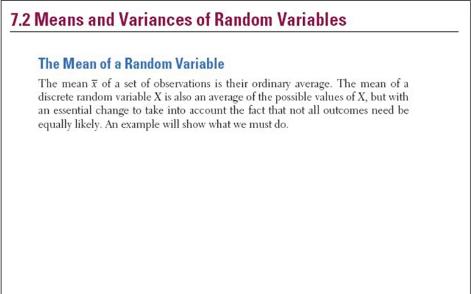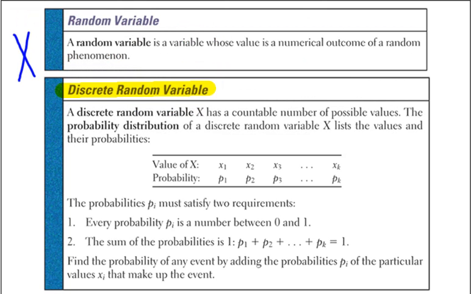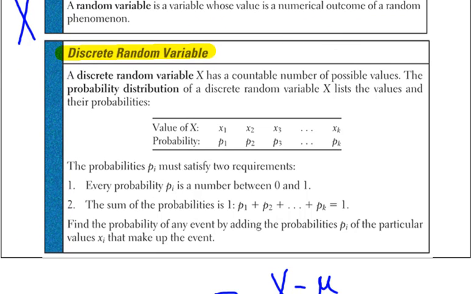Hello, friends. Podcast to introduce section 7.2 in the AP statistics book. We're talking about means and variances of random variables. And remember earlier we said that a random variable x is a variable whose number is the result of any random event.